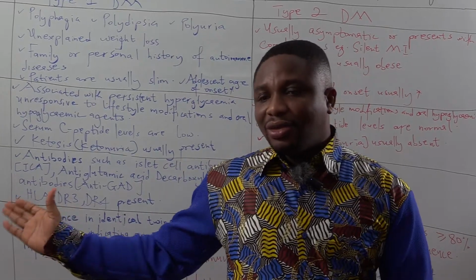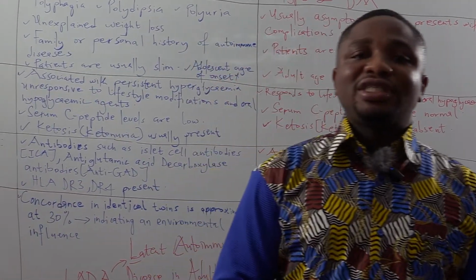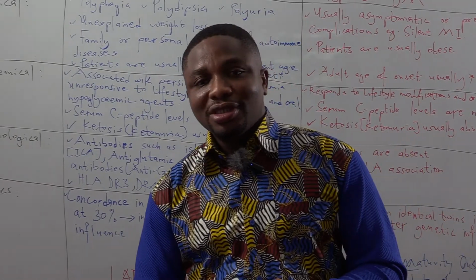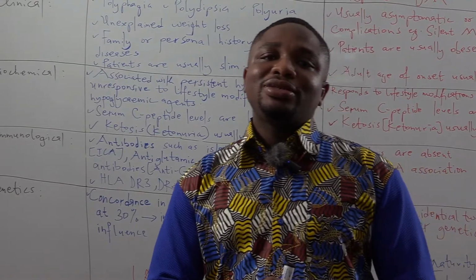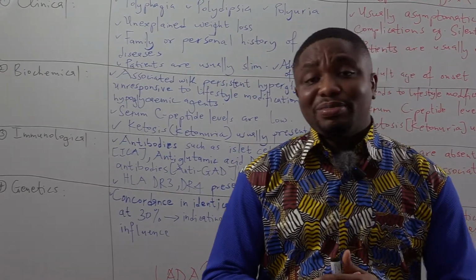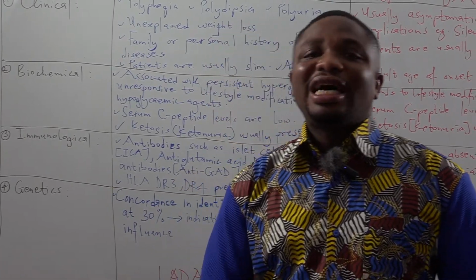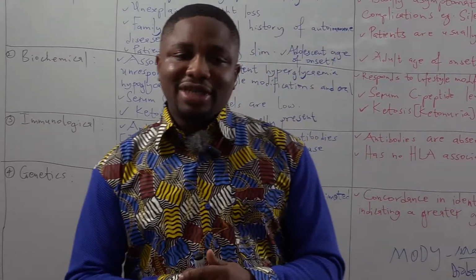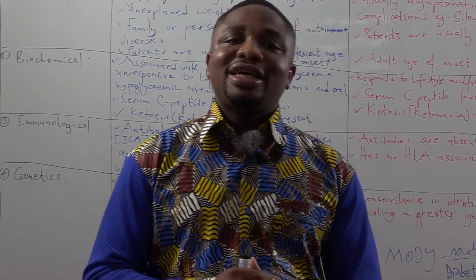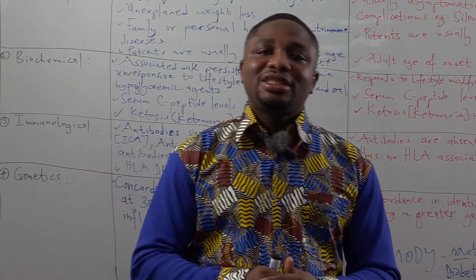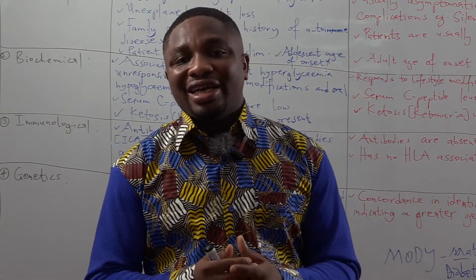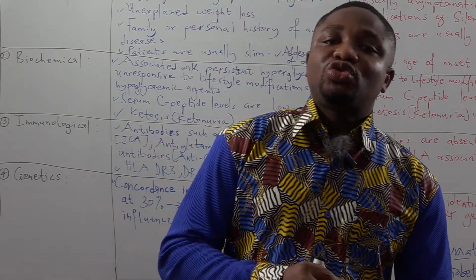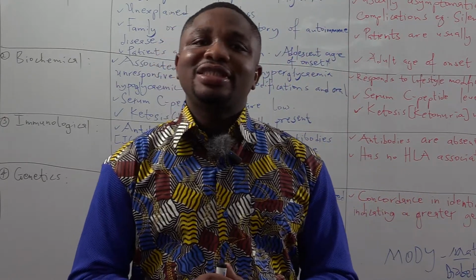Then again, looking at the genetic features, if you take the concordance in identical twins for type 1 diabetes mellitus, it is approximated at 30%, which indicates an environmental influence. But if you go to type 2 diabetes mellitus, the concordance in identical twins is greater than or equal to 80%, showing a stronger genetic influence.